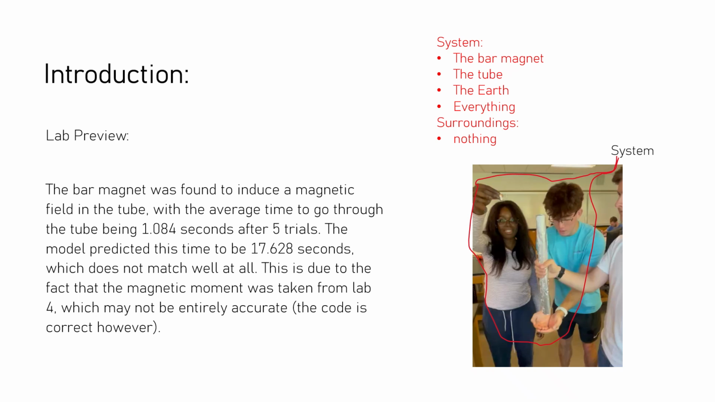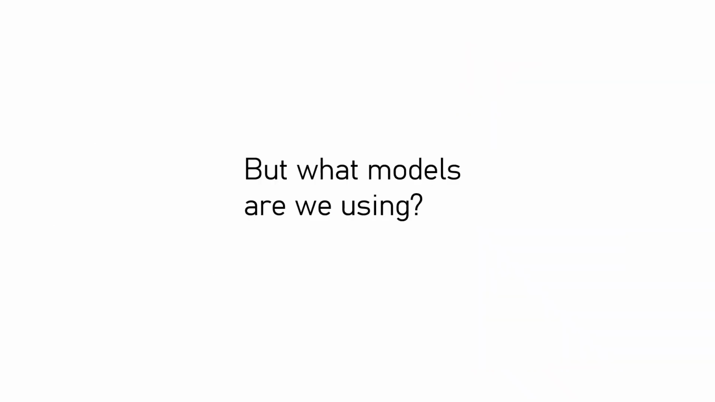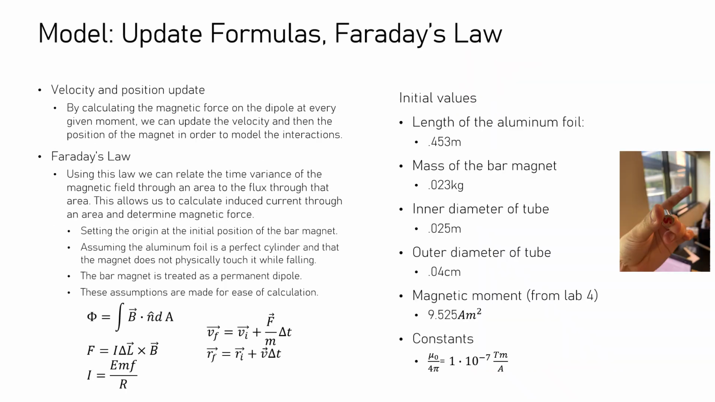The system was pretty much everything and surroundings was nothing, as you can see on the right. So what models are we going to be using? We'll use Newton's second and third laws for the update formulas, and Faraday's law. For velocity and position update, by calculating magnetic force on the dipole at every given moment, we can update the velocity and then the position of the magnet in order to model the interactions. And then with Faraday's law, we can relate the time variance of magnetic field through an area to the flux through that area. And that allows us to calculate induced current through the area and determine magnetic force.